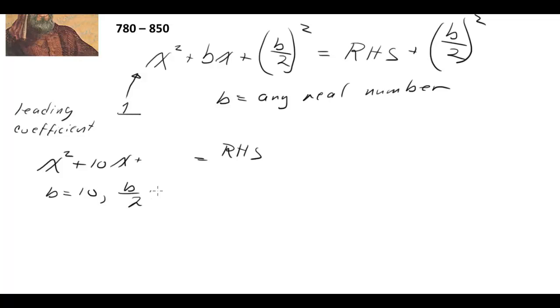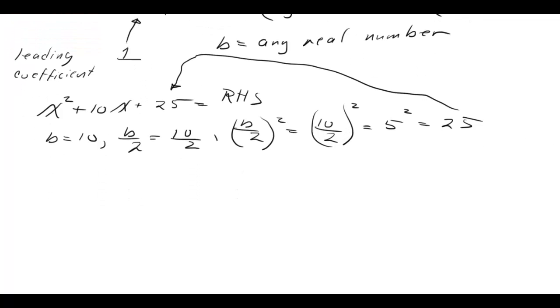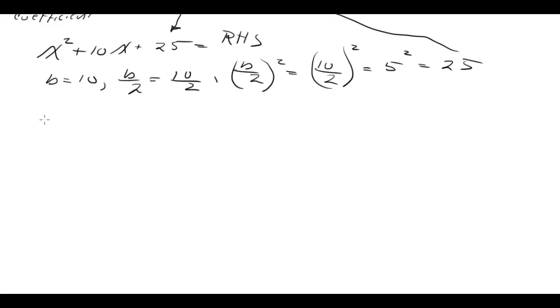That means that b over 2 is going to equal 10 over 2, which means b over 2 squared is going to equal 10 over 2 squared, which equals 5 squared, which equals 25. So I take that 25 and I plug it in here. And now I have created a perfect trinomial square. In other words, this is the same as this, x plus 5 squared.